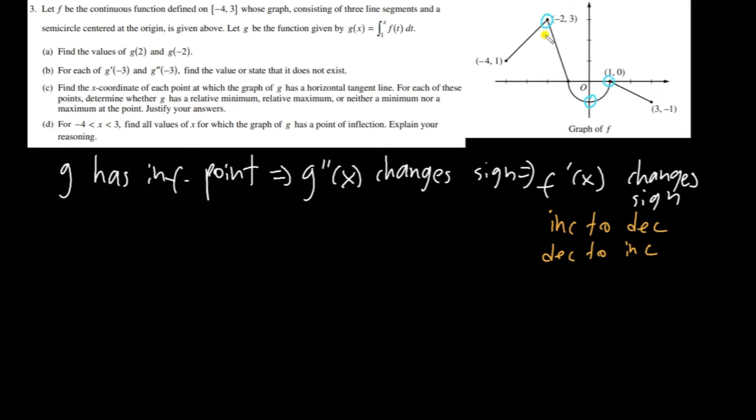1 point for correctly identifying the 3 points where g has a point of inflection, and 1 point for proper explanation. That's the end of question number 3.